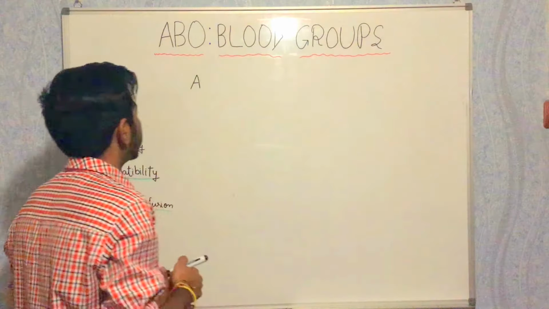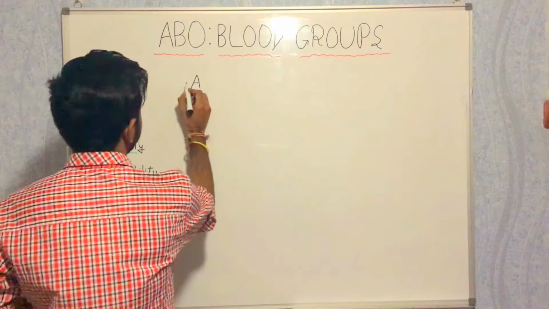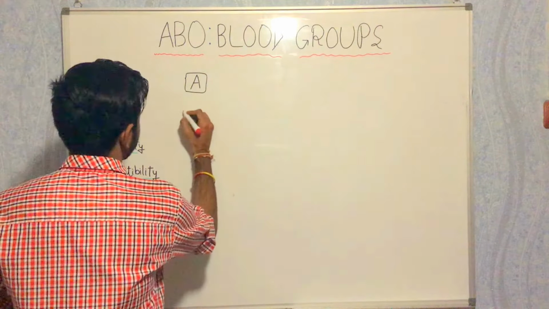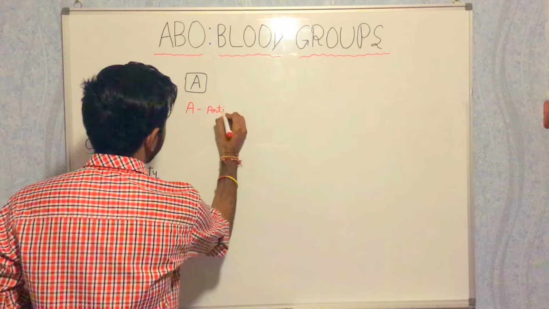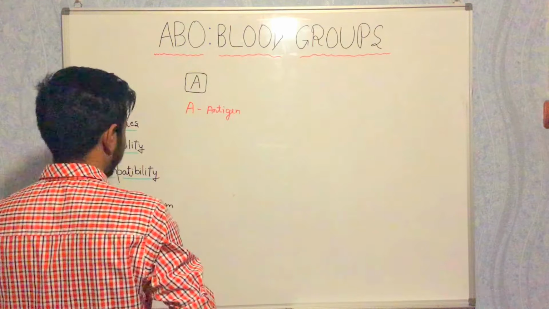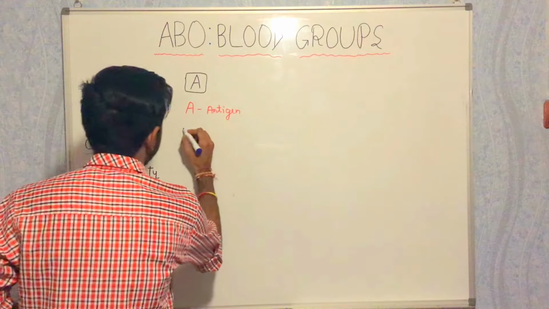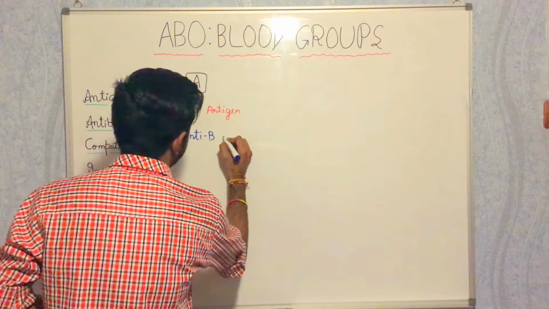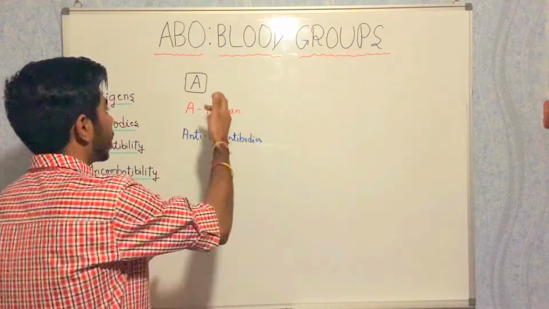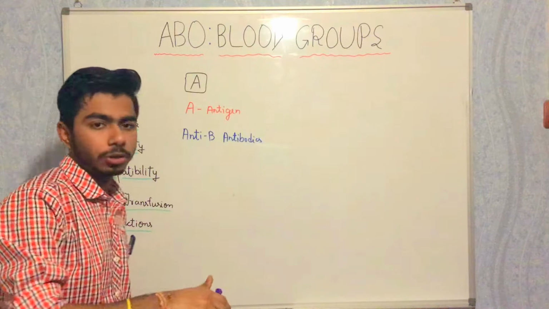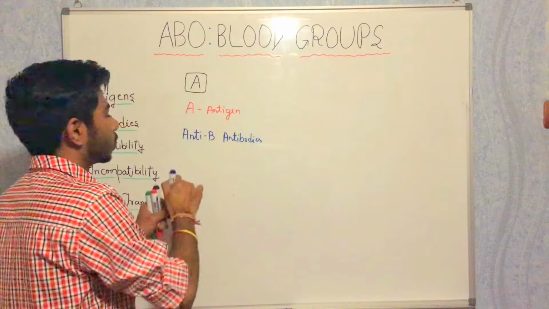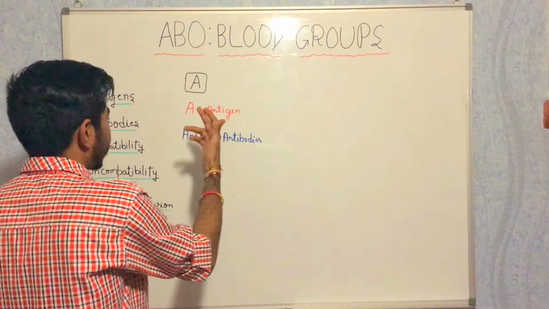So let's come back and talk about blood group A. Blood group A has A antigen. Along with that, blood group A has anti-B antibodies. We will discuss later in this lecture why blood group A has A antigens and why it has anti-B antibodies, not anti-A antibodies or any other antibodies. But before that, let me summarize the blood groups: blood group A has A antigen and anti-B antibodies.